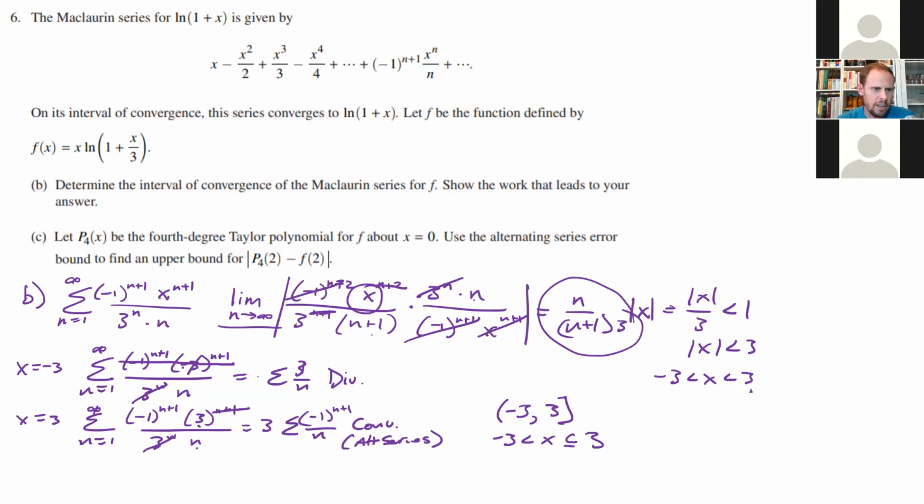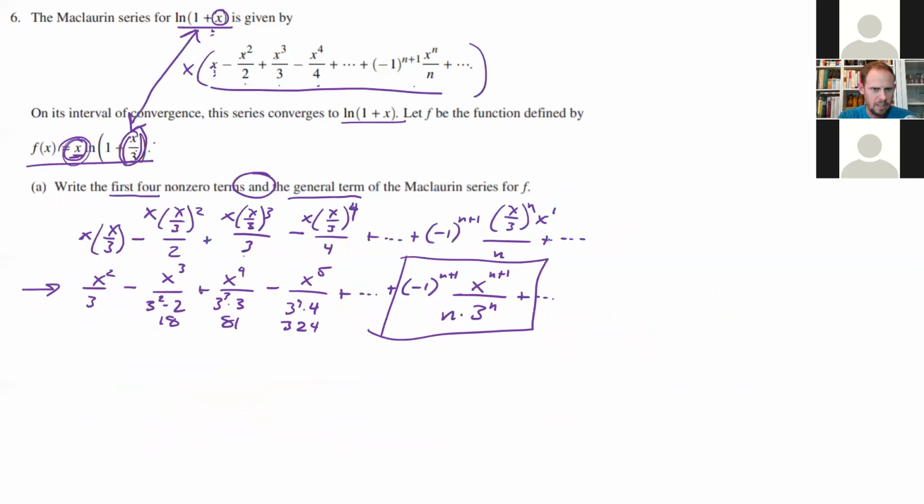Should have had a little more room here. Part C, and I guess I'll change colors here. Let P sub 4 be the 4th degree Taylor polynomial for f at x equals 0. Use the alternating series error, so that would be the 5th degree term in absolute value, to approximate the upper bound for the difference between those two at 2. So that means we're going to plug in 2. So let's see. Do we have a 5th degree term already? We do. Here's our 5th degree term right there.